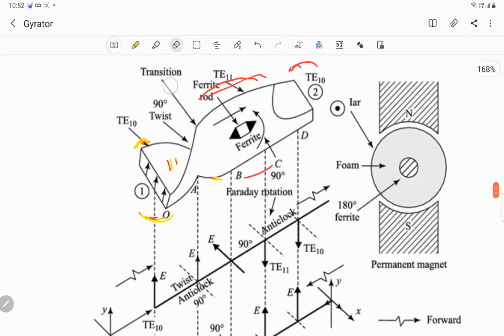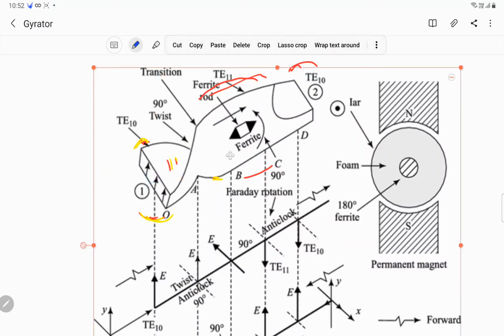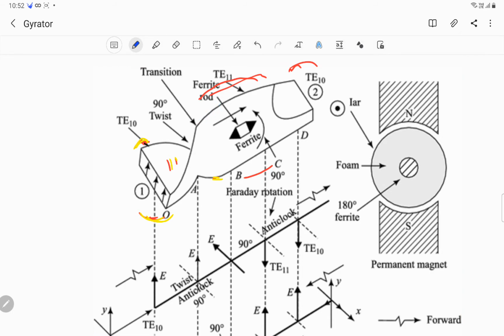This part, as I said, is this part so far is concerned. This is a circular waveguide, and at the ends it is being modified into a rectangular waveguide. Again, here we are connecting it to a rectangular waveguide, but the rectangular waveguide is bent here and then connected to the circular waveguide.